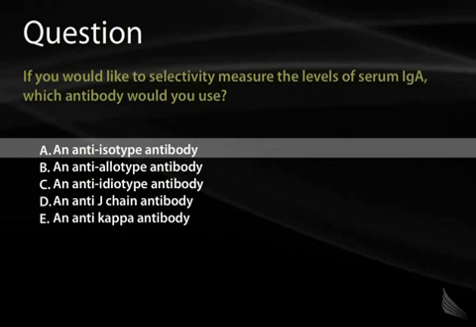Why wouldn't you use an anti-J chain antibody? Two reasons. One, remember that IgM also has the J chain, so you would end up measuring levels of IgM as well. And two, we're looking at serum IgA, and remember that serum IgA does not have the J chain association.